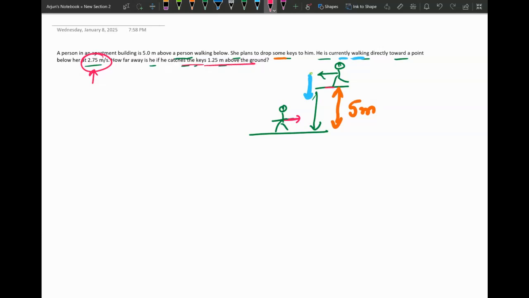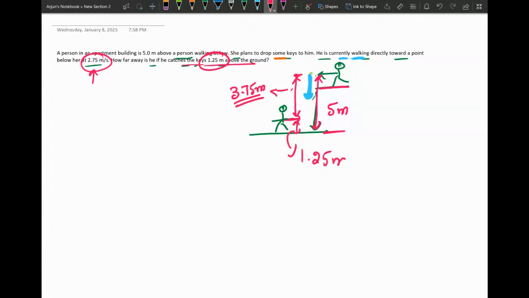So the total distance from the point where she is dropping to the ground is 5 meters. And this distance from her hand to the hands of the other person is 3.75 meters. Why is this 3.75 meters? Because the person catches it at 1.25 meters above the ground. So the vertical distance traveled by the keys is equal to 3.75 meters in the downward direction. That's why I placed it in the negative direction. Anything traveling in the downward direction you will take as negative.